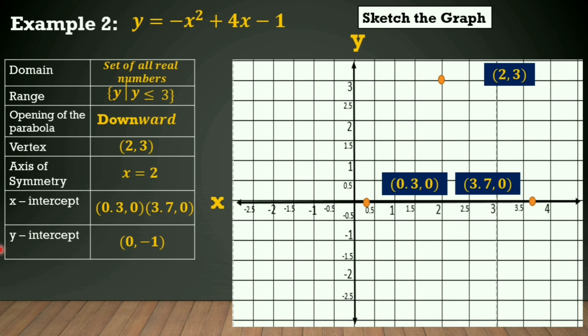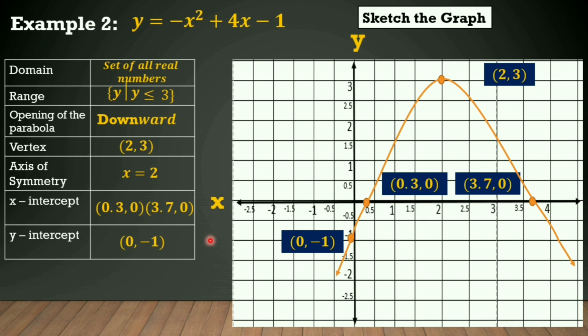Okay, estimate lang yan. Then, y-intercept naman natin is 0 and negative 1. So, 0, negative 1. So, here, yan yung y-intercept natin. Okay, so i-connect lang natin yung mga dot na yan. So, ito yung magiging graph niya. So, it's a parabola that opens downward kasi yung A natin is negative, kaya pababa or downward yung opening ng graph niya. Okay, so explain lang natin yung nakuhang result natin dito sa table base dito sa nabuo nating graph dito sa right side.